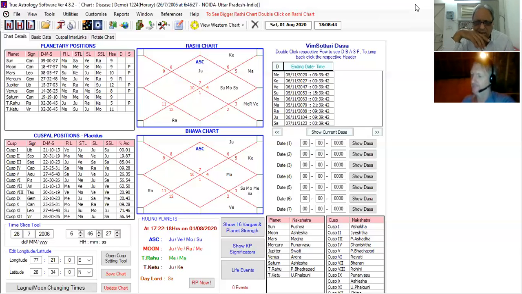Yep. Okay. And then the sixth sub-sublord is Saturn. Saturn again is posted in the Cancer sign. You note down the body parts and the diseases of Saturn.